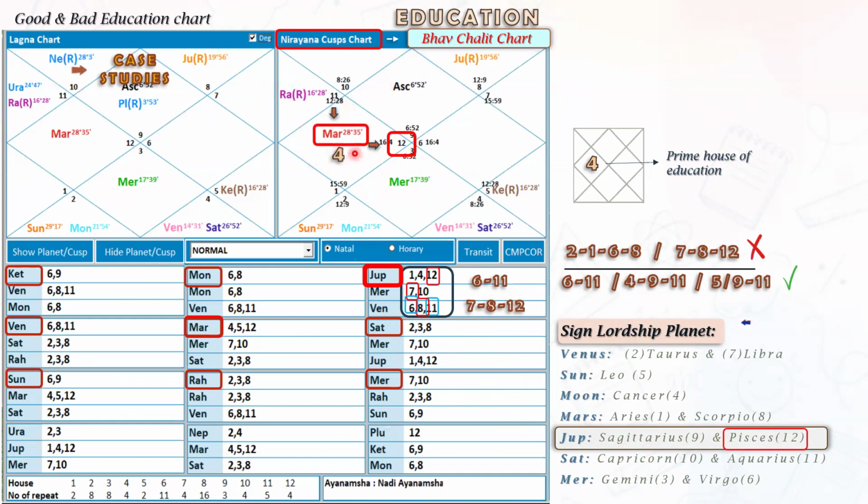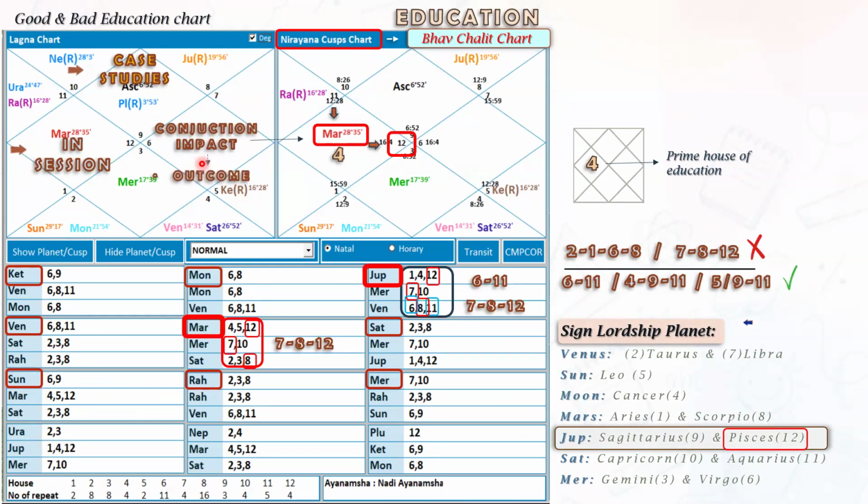Additionally, there's another planet, Mars, placed in the fourth house. We also have to check the combination of Mars, which is 7, 8, 12. So in a session, the conjunction impact helps us with the outcome and prediction as per the chart with this concept.